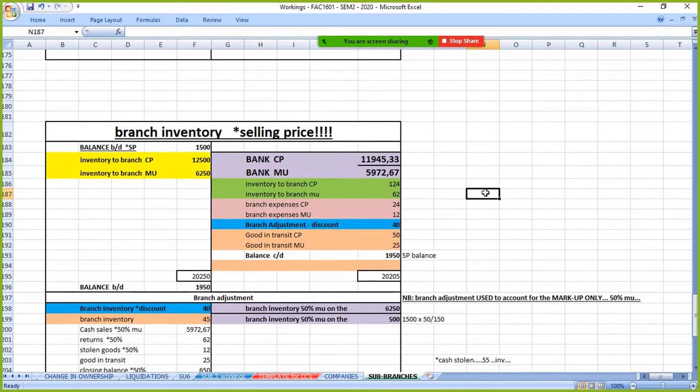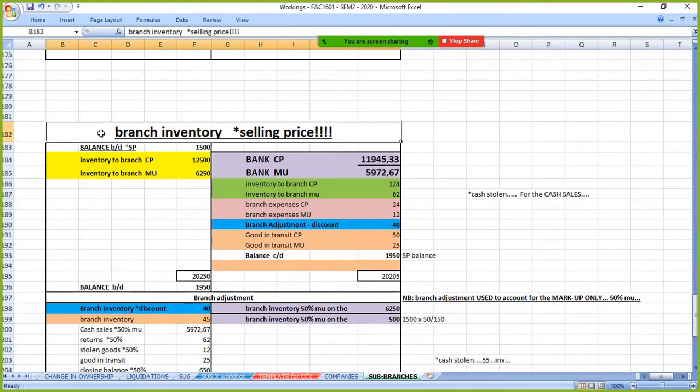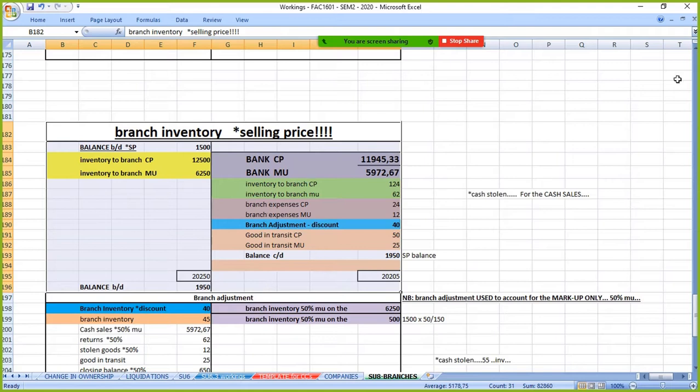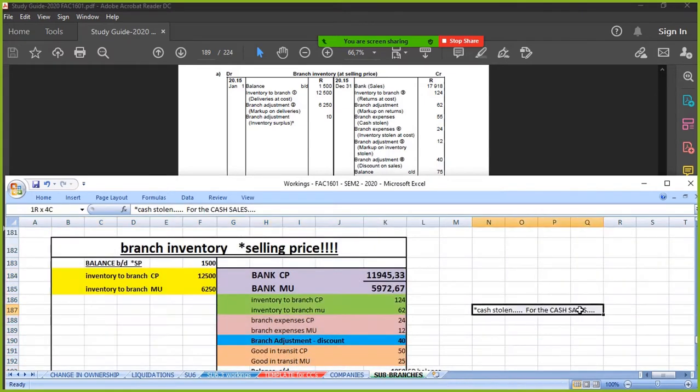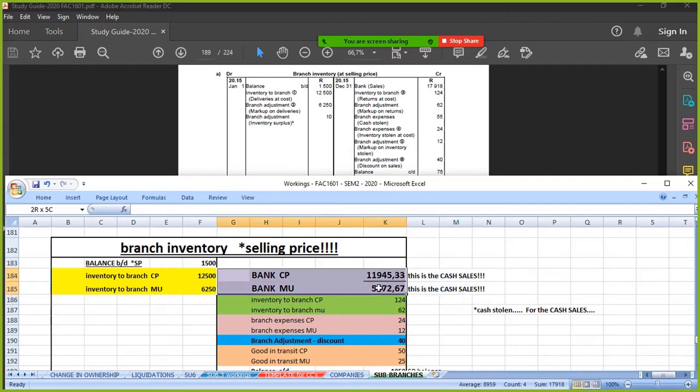So remember earlier we said cash stolen. That was for the cash sales. They want us to show it in the branch inventory. That's what they want us to show according to their solution. Do you see that? My only thought about that would be, because this is cash stolen, and because the cash that's stolen relates to this amount, this is the cash sales. That's the cash sales, that's the cash sales.